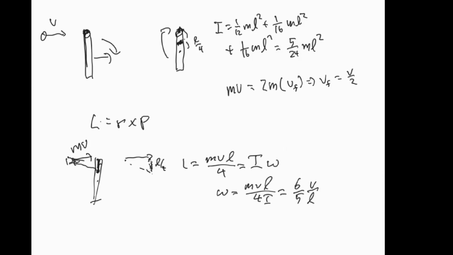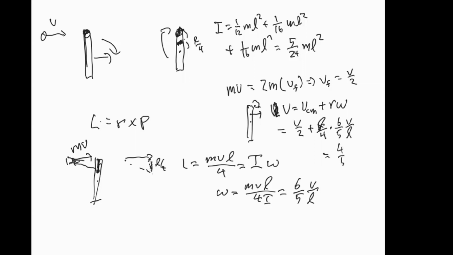Okay, so now we're able to solve the problem. The problem was asking for the final velocity of the mass. If we look at the stick and mass system, it's going to have a center of mass velocity plus this rotational velocity. Its final velocity v will be equal to the center of mass velocity plus r omega. So this is v over 2 plus r, which is L over 4, times omega, which is 6/5 v over L. And if you add this all up, you should get 4/5 v, which I believe is the answer.